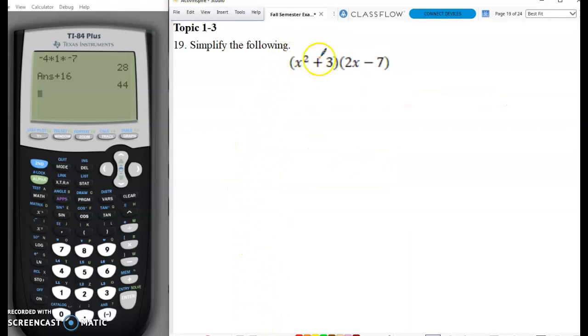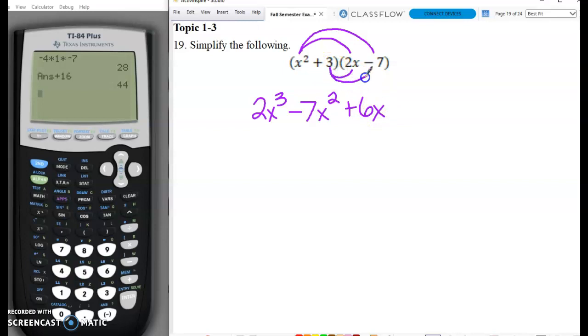19 is asking us something similar. It's asking us to simplify, but we are multiplying these together. So since these are both binomials, I'm going to use the distributive property. Y'all might have learned this as FOIL back in the day. So I'm going to start with my first term, x squared, and I'm going to distribute it to my first. F stands for first. So x squared times 2x is going to give me 2x cubed. Then I'm going to take x squared and distribute it to negative 7, so that's going to get me negative 7x squared. Then I'm going to take the 3, because we're done with the x squared, the 3 times 2x, and we're going to get plus 6x.